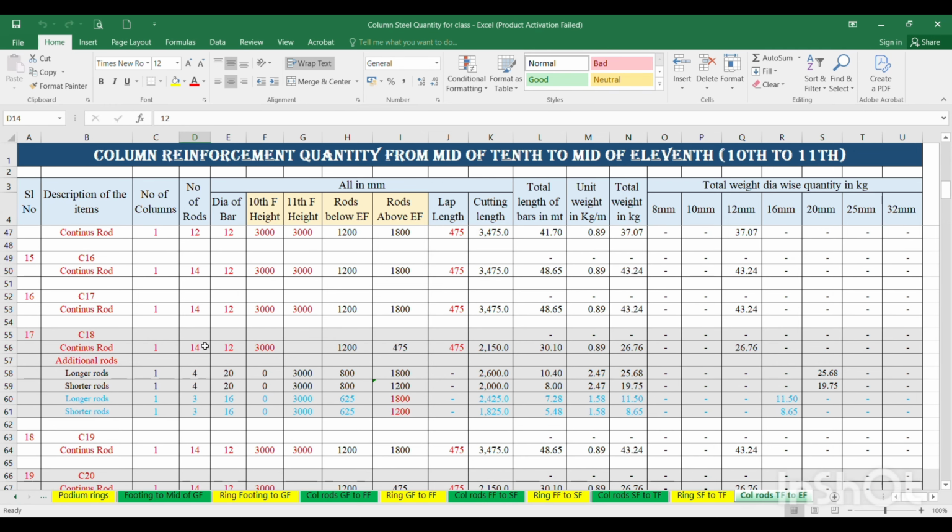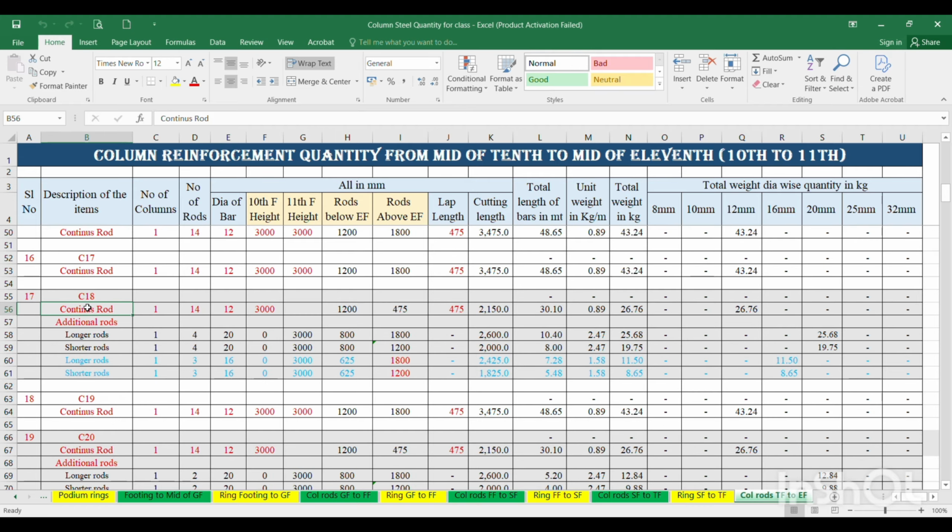This is the C18 detail I have done. This is the C18 from 10th floor to 11th floor. This is 14 number of 12, and this is the 10th floor height. This rod will not go to the 11th floor. The rod below the 11th floor is 0.4 times of this 10th floor height, and the rod above the 11th floor is only LD. LD as per M25 grade for 12 mm dia is 475, and one lap length for the below rod to lap. So then this column got terminated over here.